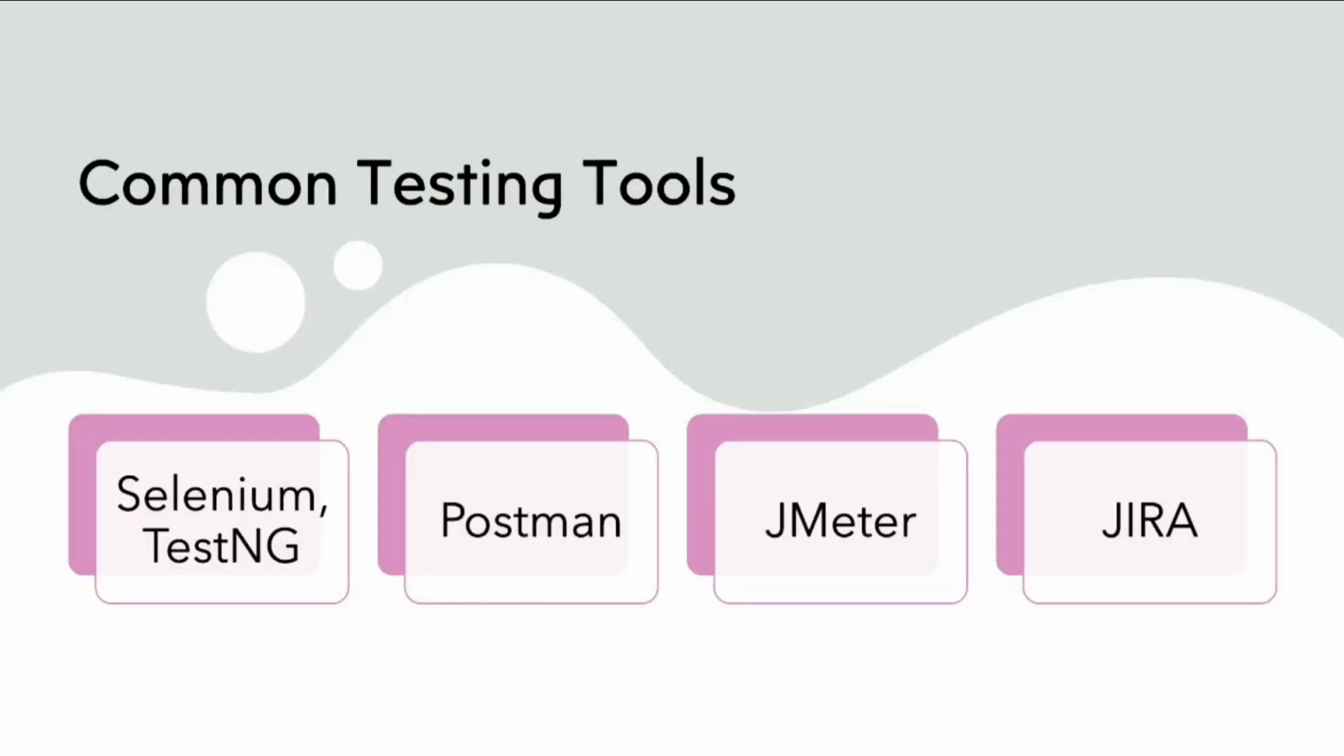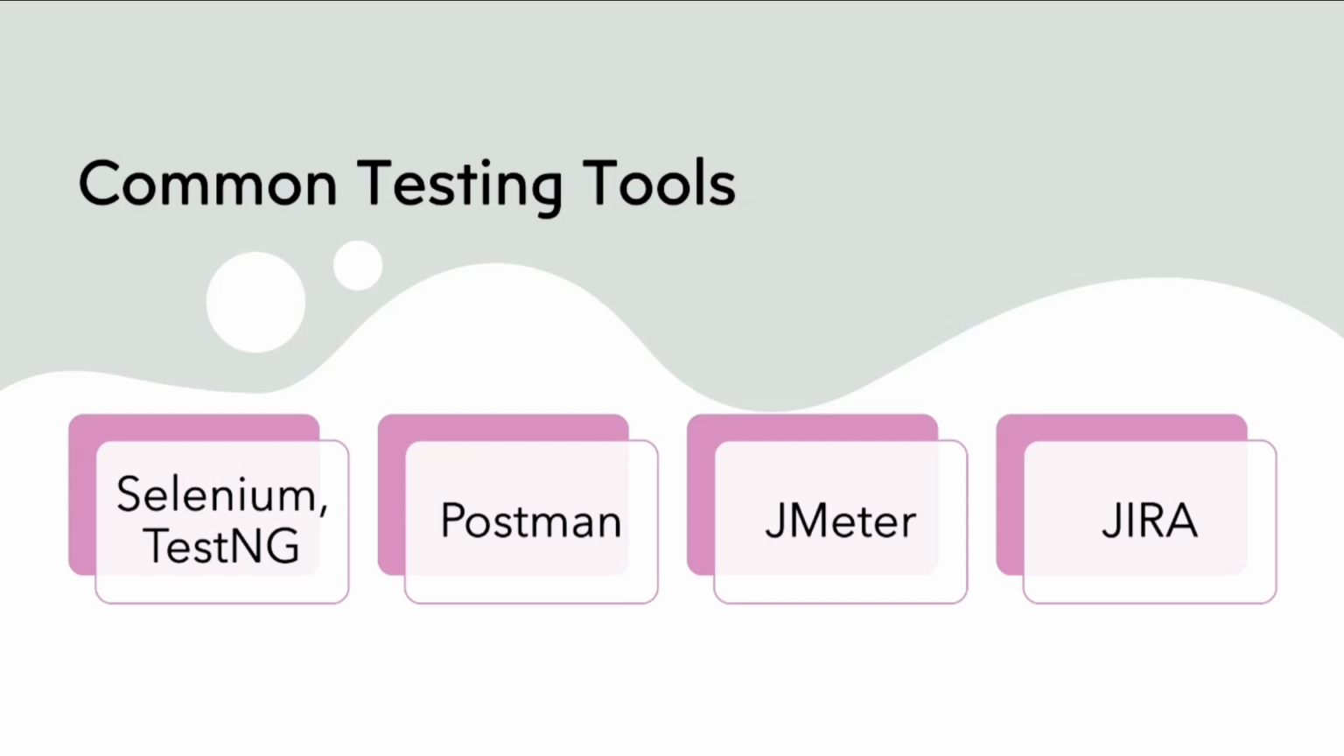Another thing is the most common testing tools. Basically for bug logging or defect logging, Jira is the most popular, and for performance testing, JMeter is the most popular. Postman is very useful for API testing. It is a very handy tool. We can use Postman for checking the APIs, and we can create a bunch of API cases there, an API test suite, and those things.